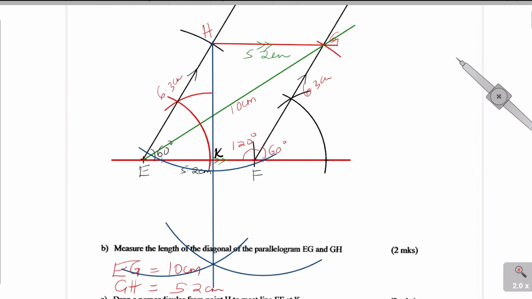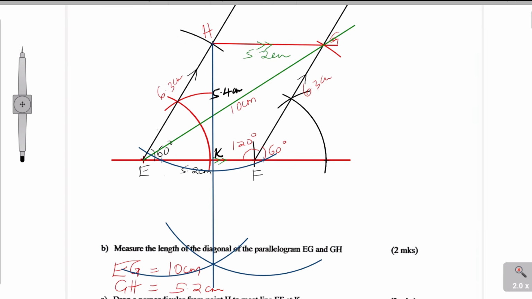Next question: calculate the area of the parallelogram using HK as the perpendicular height and EF as the base. So we get the measurement of HK, that is the perpendicular distance. Let us get that measurement. That measurement is 5.4 centimeters, and the base is EF.